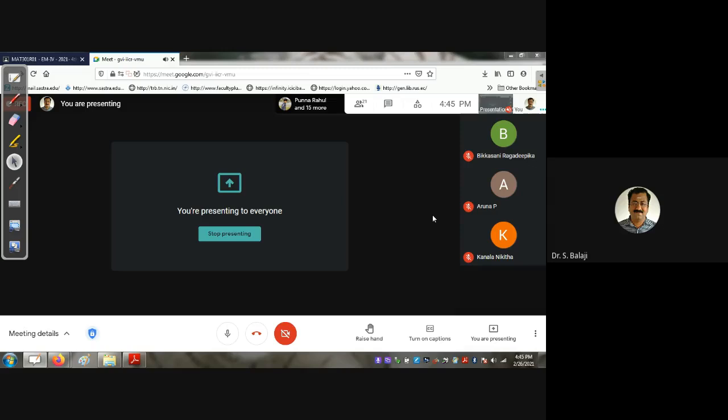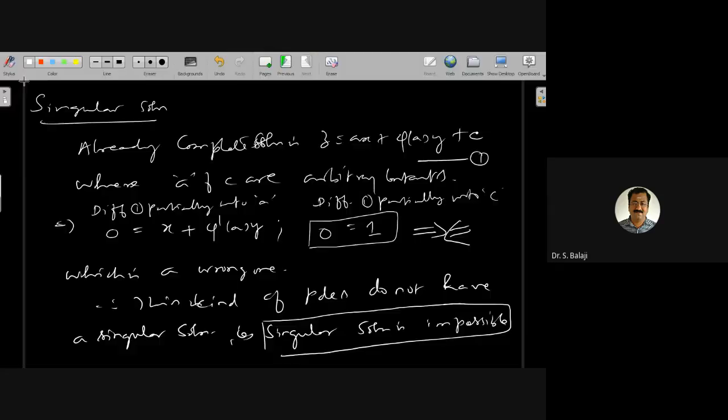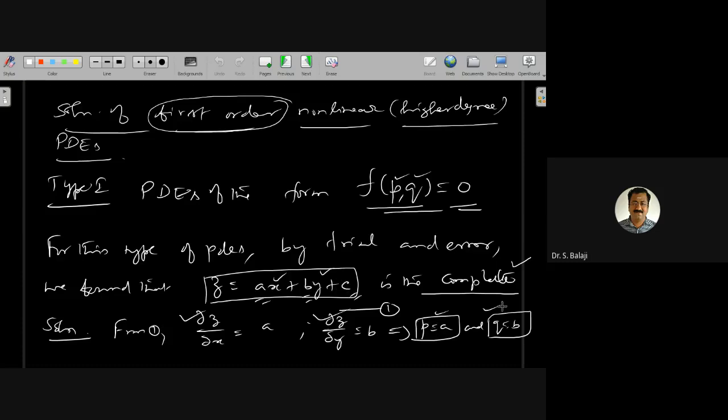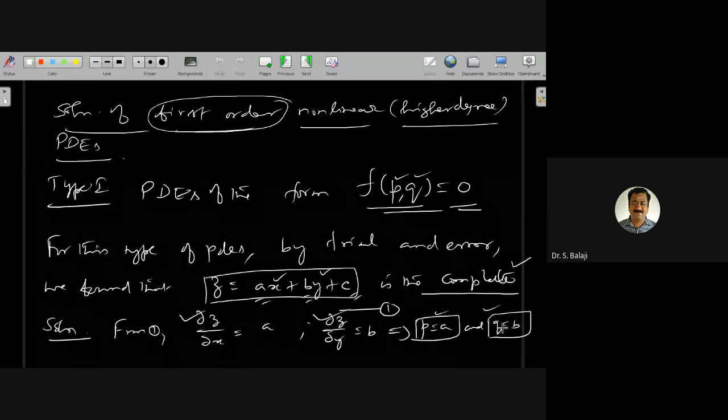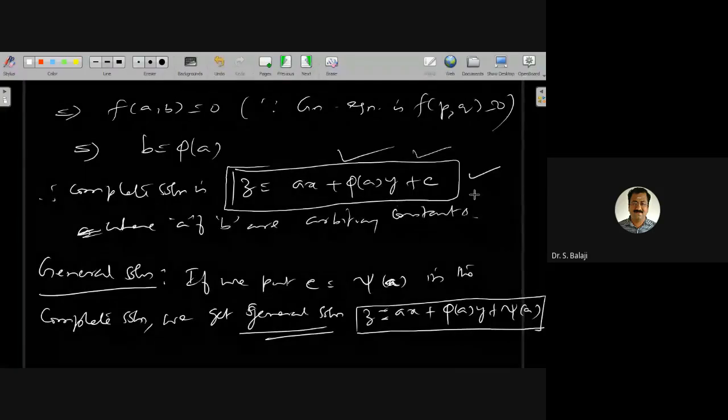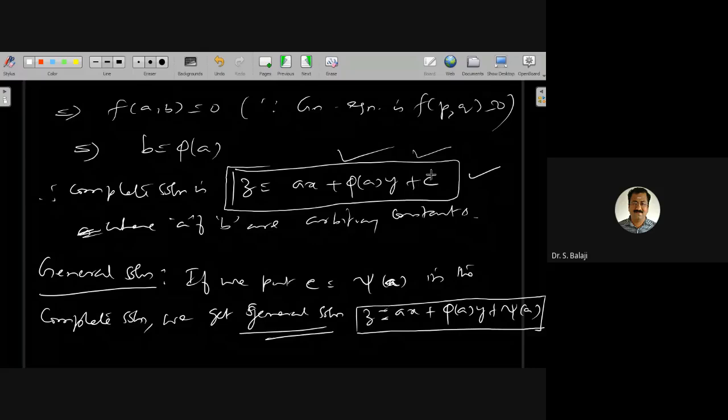Yes, all of you understand here. For f of p comma q equal to 0, after many trial and error ideas, they identified that z equal to ax plus by plus c is the complete solution. Because of this PDE, we are getting p equal to a, q equal to b based on this complete solution. Therefore, this b can be related as a function of a with the help of the given equation. You have to replace all the p and q by a, b. Then you can write b in terms of a here. Therefore, you can get the required, proper complete solution. In that complete solution, you replace c also as a function of a, and you can get the general solution.